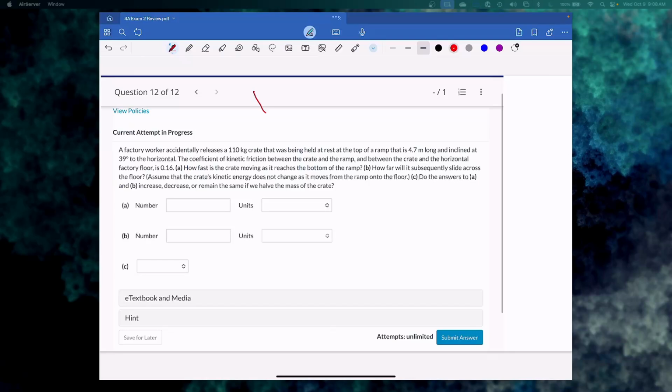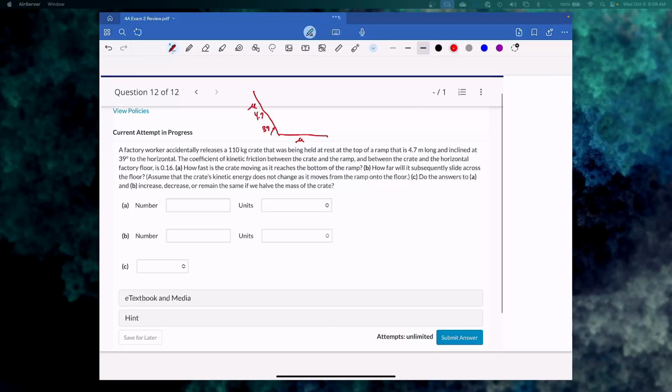Top of a ramp. We know the length of the ramp is 4.7 meters. We know the angle is 39. We know friction on the ramp. Oh, interesting. Oh, and the floor is the same. I thought they were going to make them different. That would have been fun.